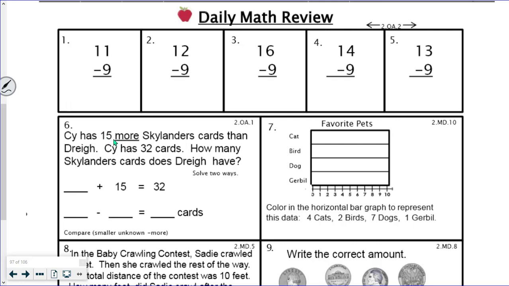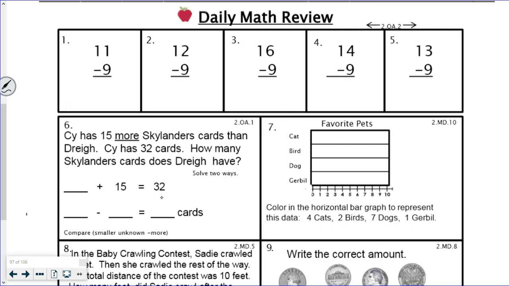Cy has 15 more Skylander cards than Dre. Cy has 32 cards. So Cy has 32. Dre has, which is 15 more than Dre has. So how many Skylander cards does Dre have? So to figure out, we have to figure out how many Dre has, and then we would add 15 to it, and that equals 32.